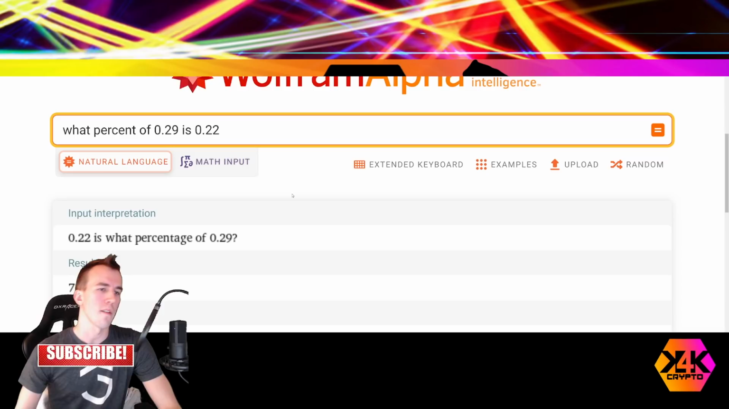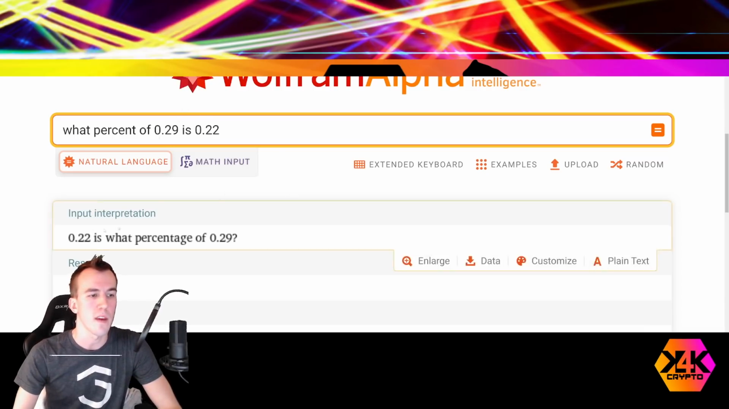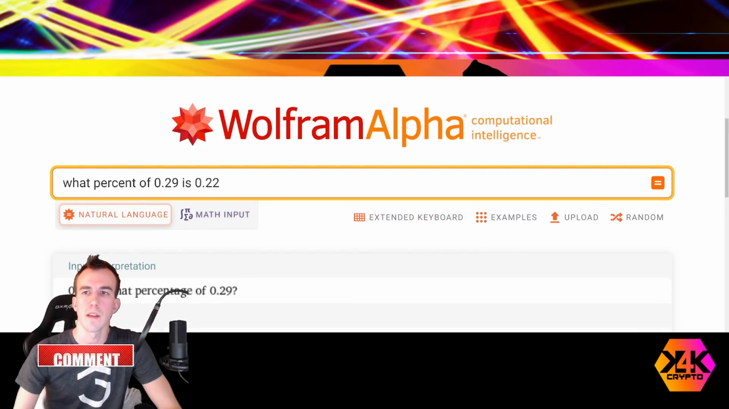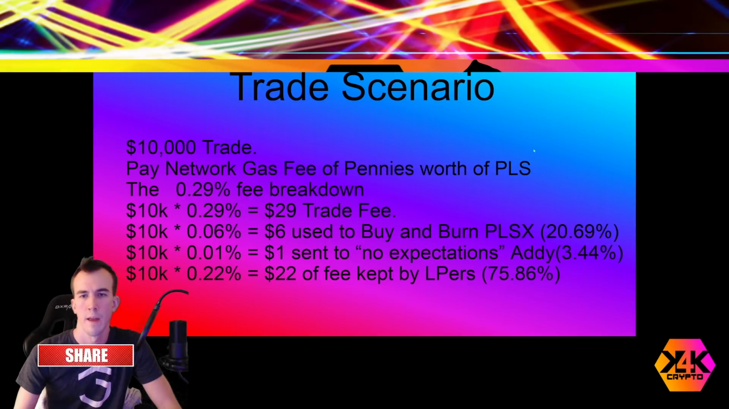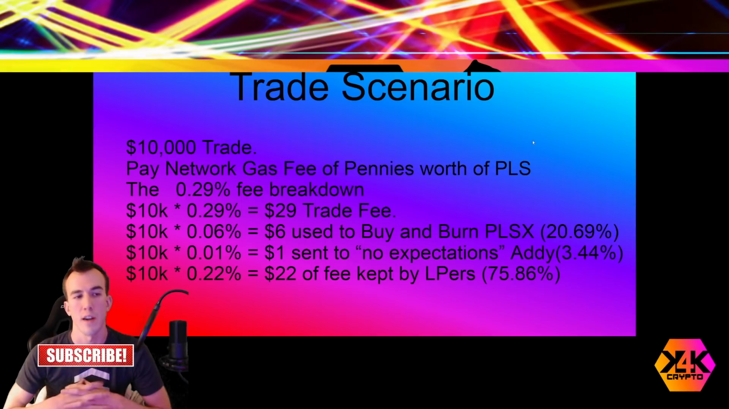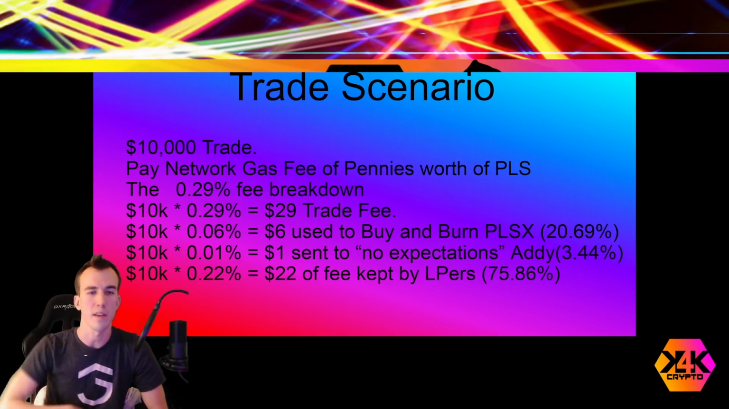Oh yeah, so this is how you can figure out how much the liquidity providers are keeping of that fee. They're keeping 75.86%. Now I made this little presentation. I know we're going kind of fast through here, but here you go. Imagine this trade scenario. This will break it down for everybody. It's a $10,000 trade. You got 10,000 USDC.